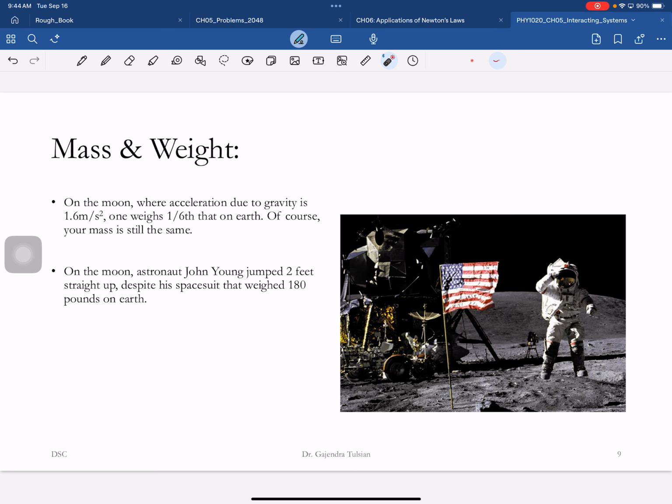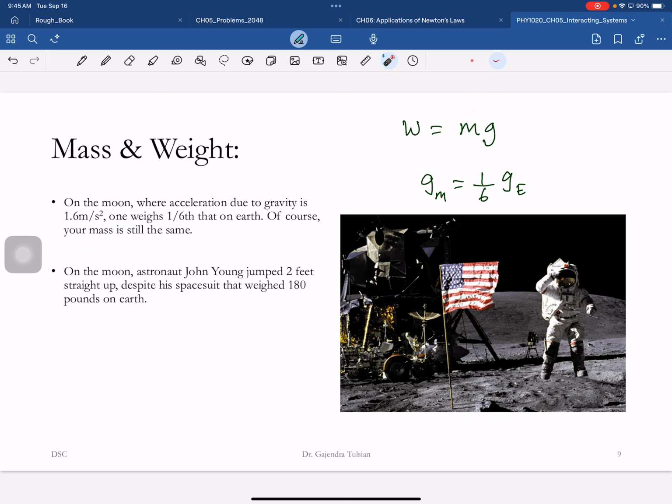So for instance, on the moon, your weight is given by your mass times the acceleration due to gravity on the planet you are on. On the moon, the acceleration due to gravity is 1/6 that on Earth. So on the moon, you weigh 1/6 that on Earth. Of course, your mass is still the same.